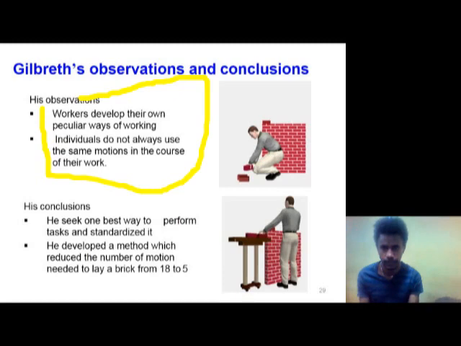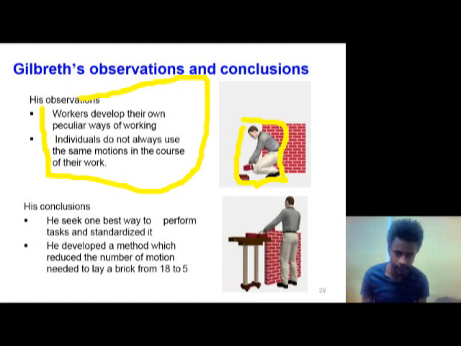And individuals do not always use the same motion in the course of their work. What they started with may differ, and similarly the angle may differ, but this increases the workers' fatigue in a sense.